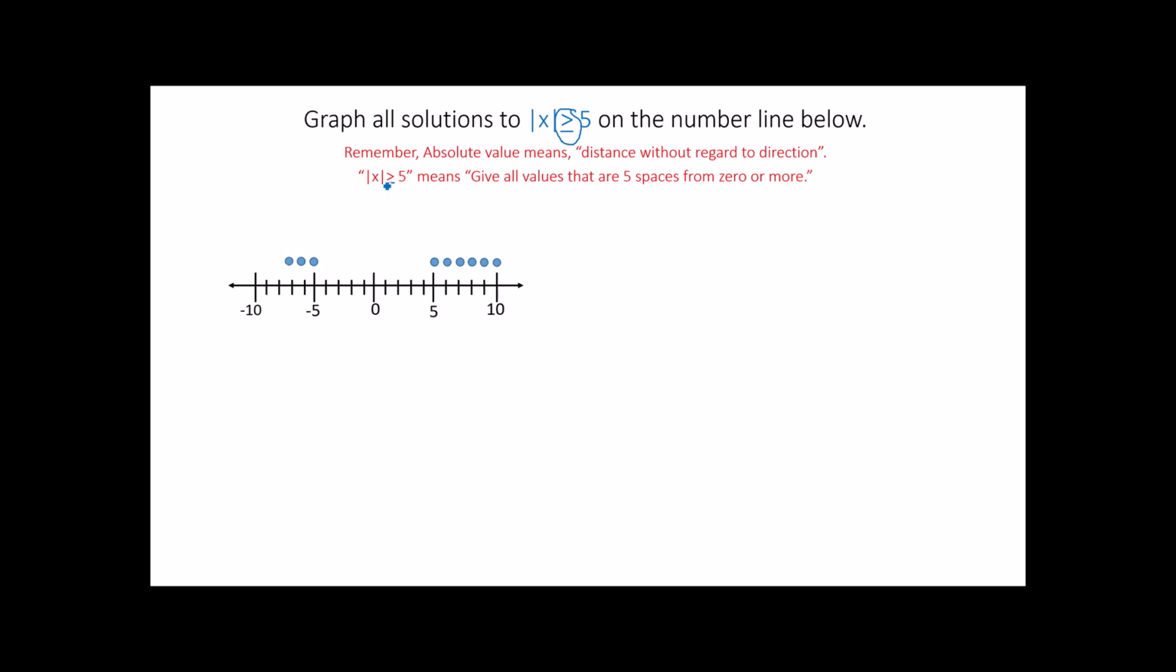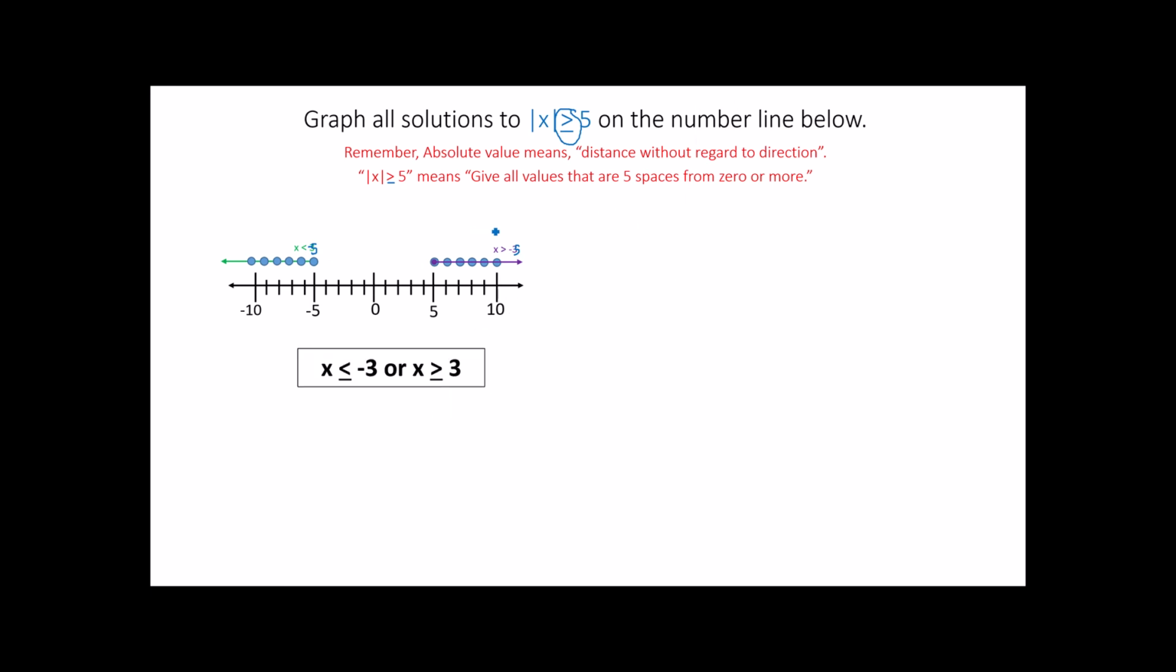Negative 6, negative 7, negative 8, negative 9, and of course negative 10 as well. Keep in mind that this set of solutions can be described as x is greater than positive 5. This set of solutions can be described as x is less than negative 5. This is an example of a disjunction.